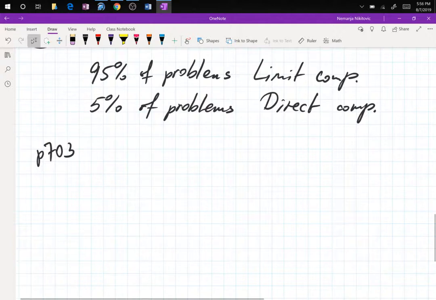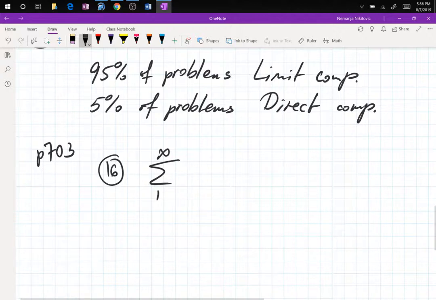So now pick any problem, doesn't matter. Pick one. 16. Problem 16. Excellent. Problem 16, I'll write it. It goes from 1 to infinity, 7 to the n over n factorial plus 10.